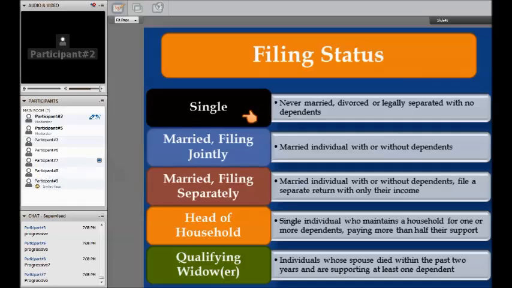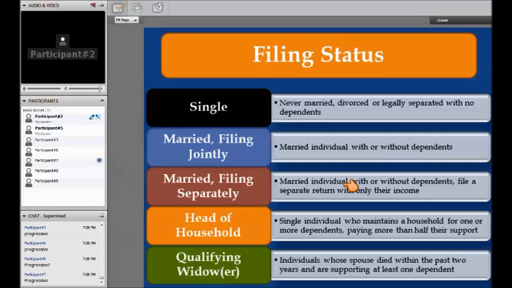All right, a little bit more on filing status. Single, if you're filing as single, that means that you've never been married, divorced, or legally separated, and you have no children or dependents. Okay? Married, filing jointly, that means that a couple is married and they're combining their income on their tax return. And they may or may not have children. That's not going to make any difference.